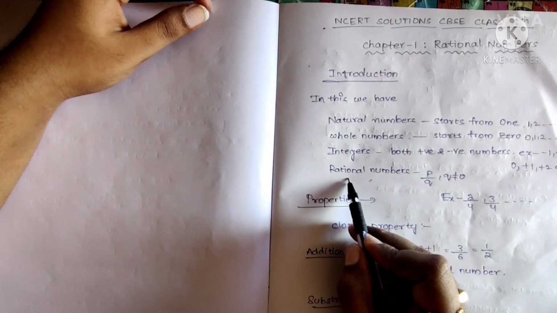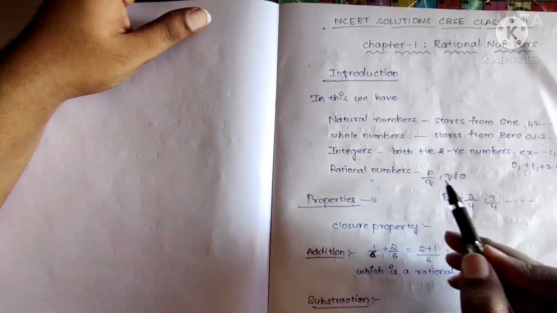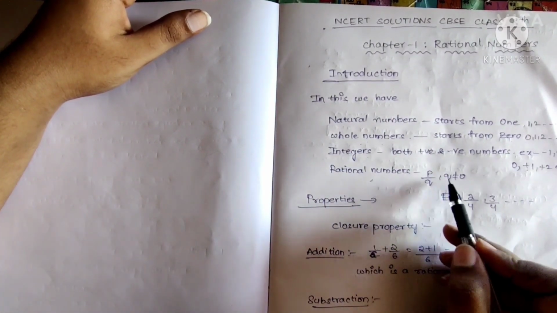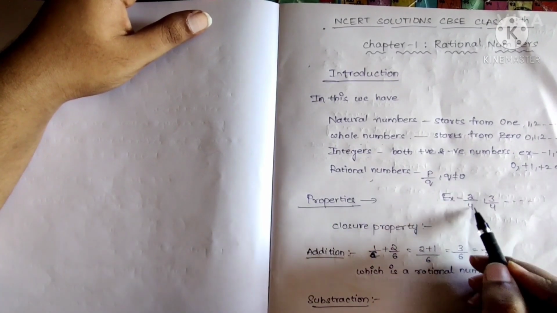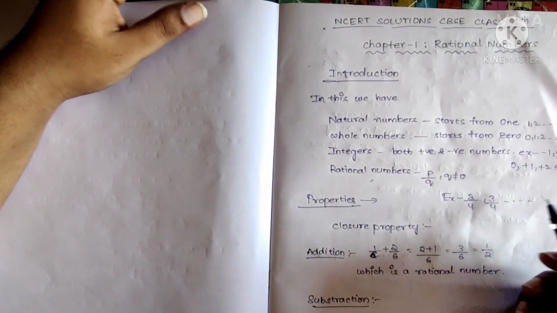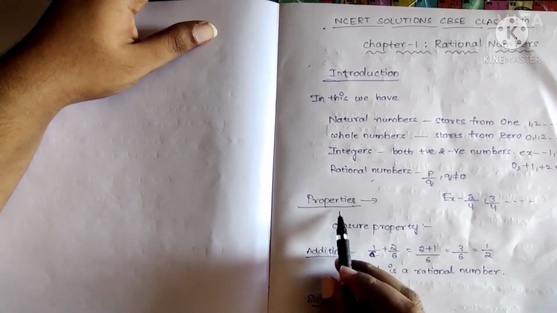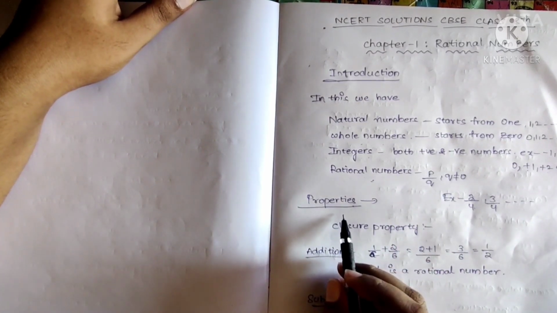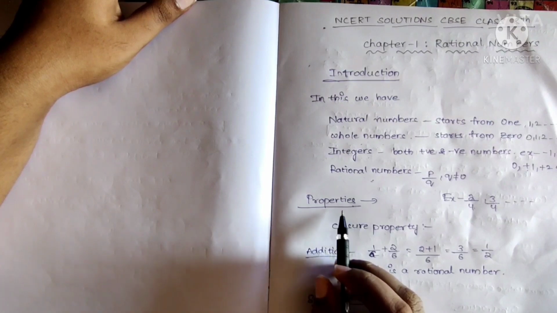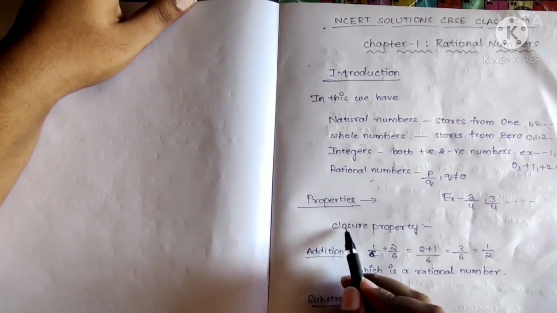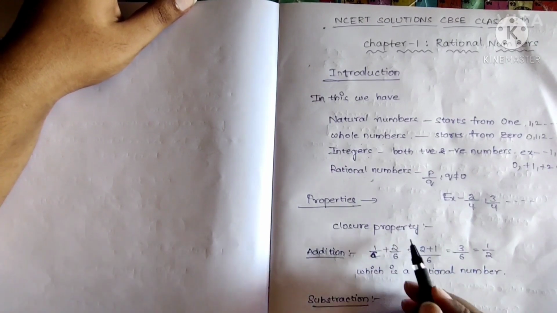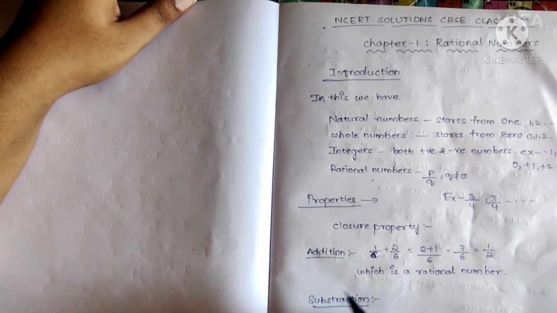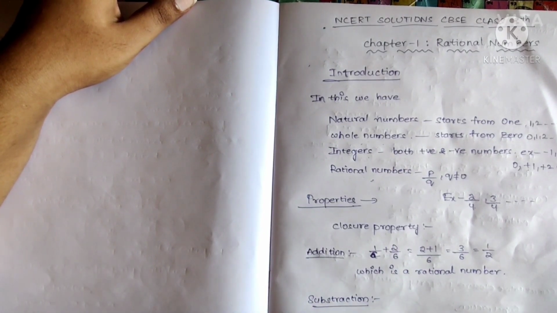Now rational numbers. Rational numbers are in the form of p by q, where q is not equal to 0. Example: 2 by 4, 3 by 4, 1 by 4, etc. Now let us see the properties of the rational numbers. In this we have closure property, commutative property, associative property and distributive property. Now let us see the closure property under addition, subtraction, multiplication and division.